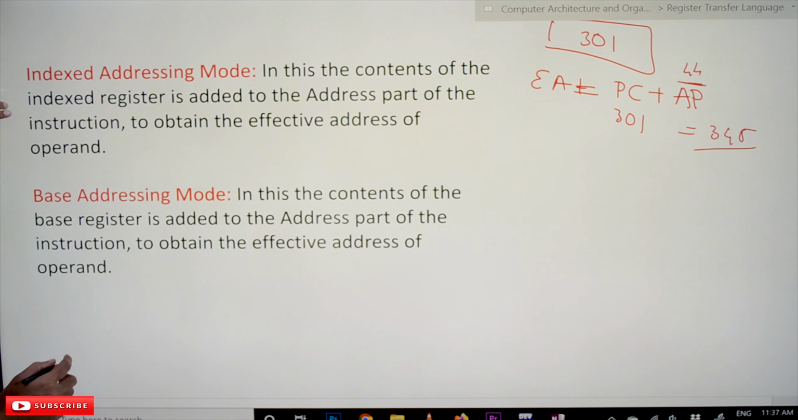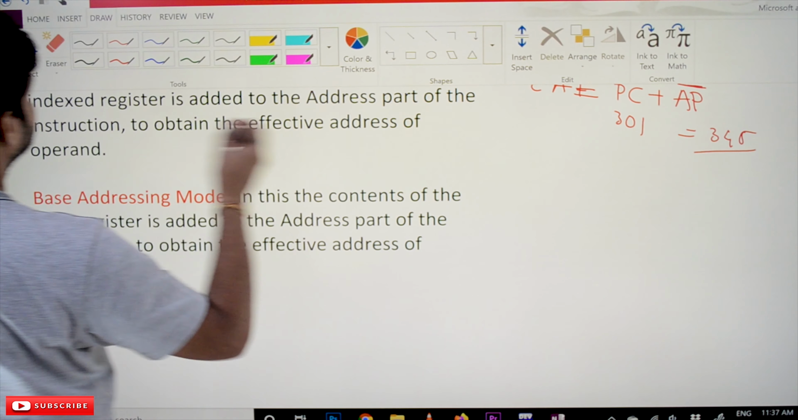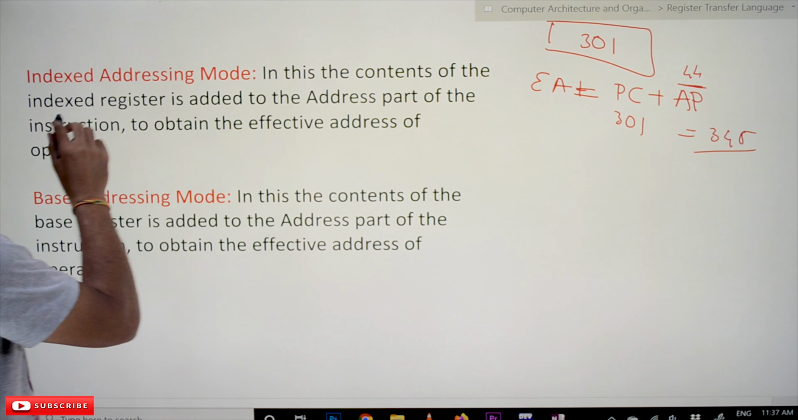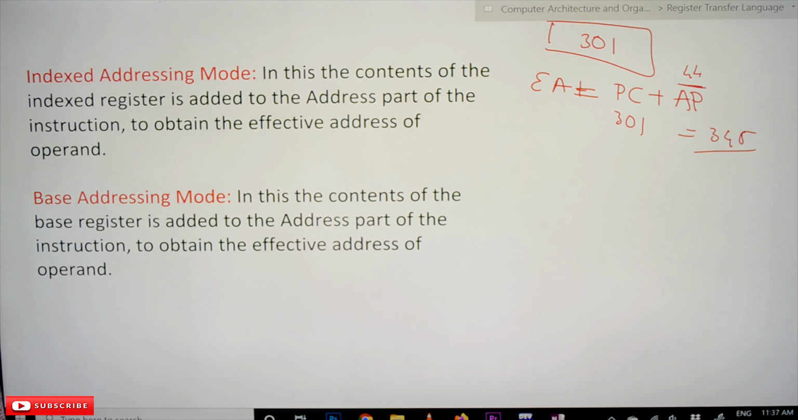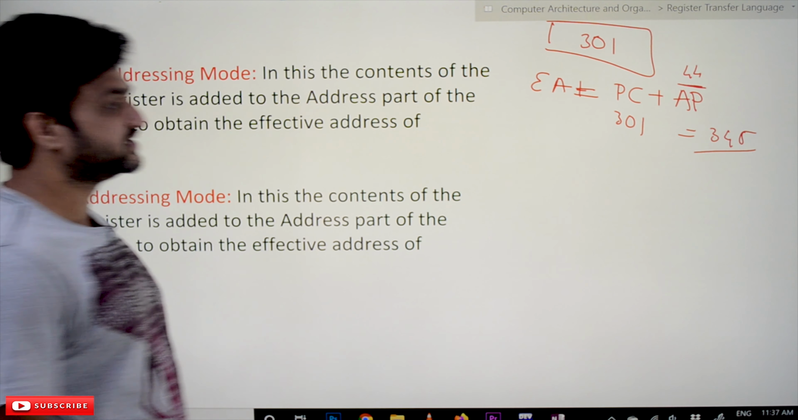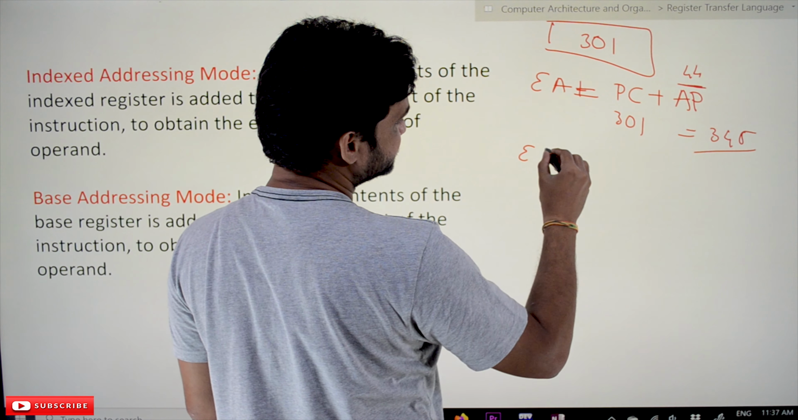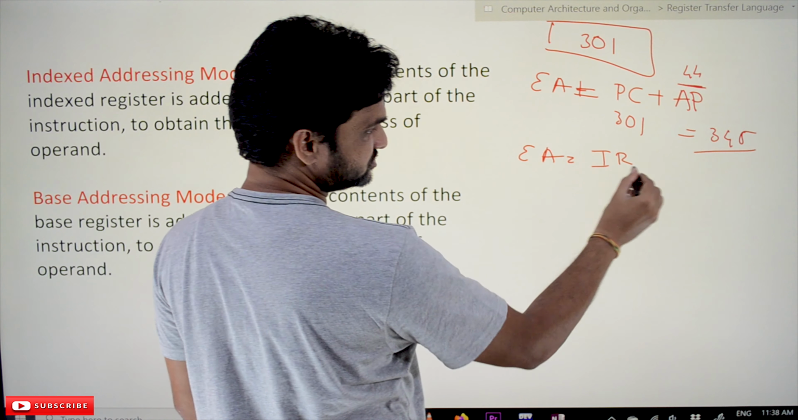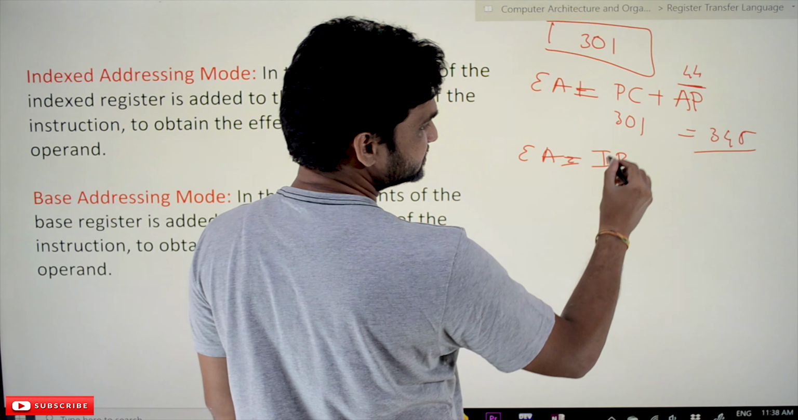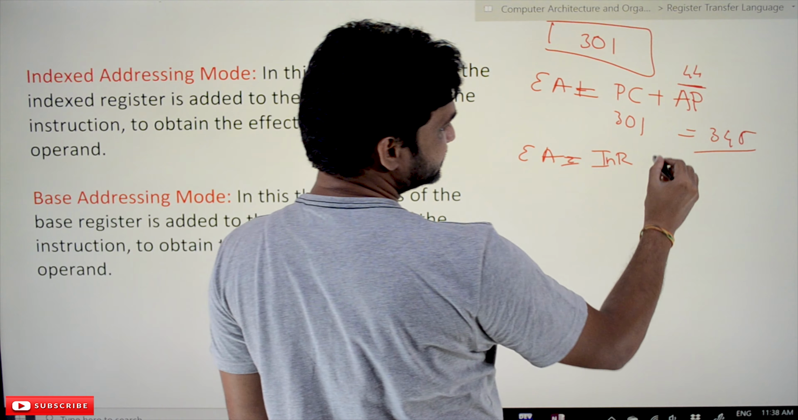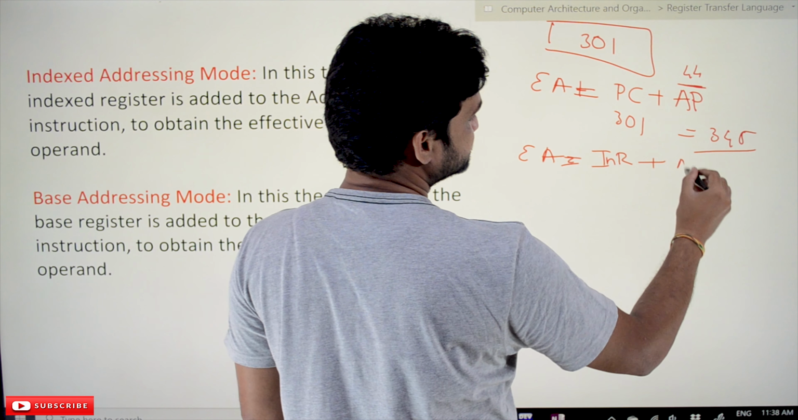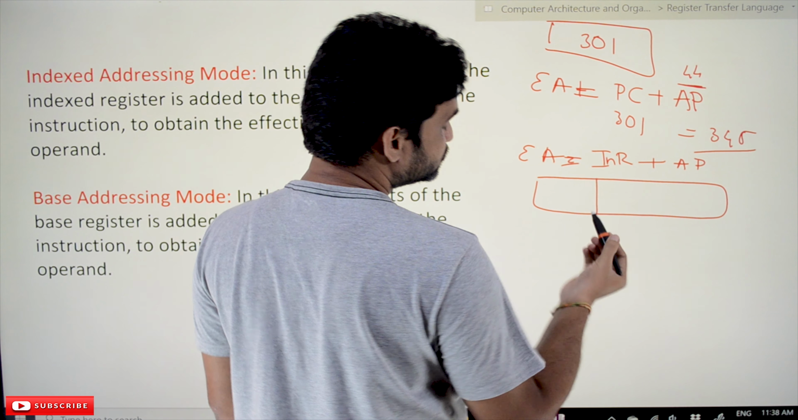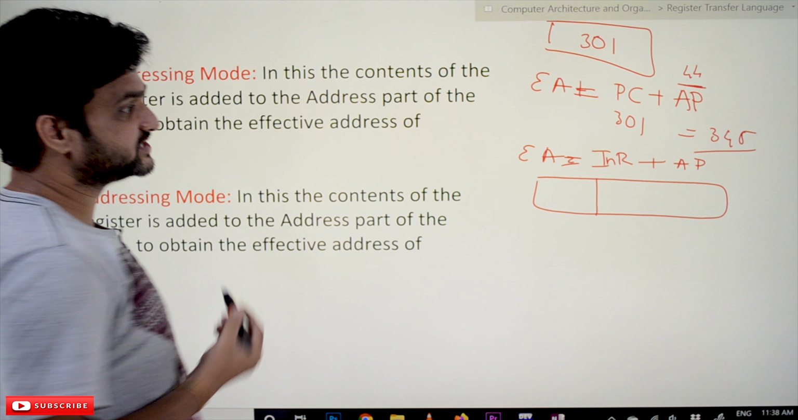So what is indexed addressing mode? In index addressing mode, the contents of the index register are added to the address part of the instruction to obtain the effective address. So the effective address is equal to the value stored in the index register, not the instruction register, the index register. Let's take it as INR. So index register plus address part.